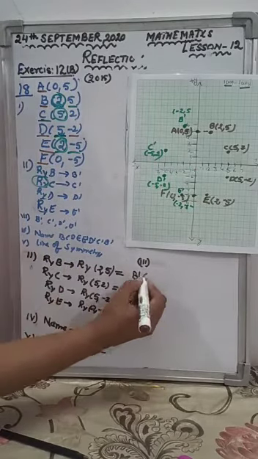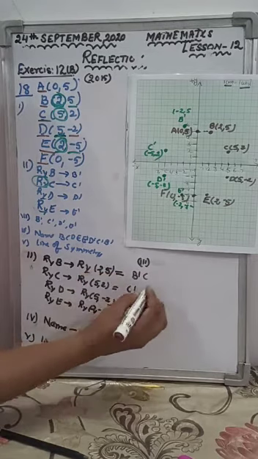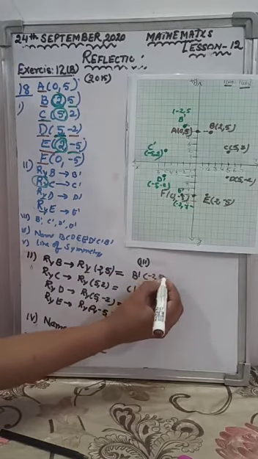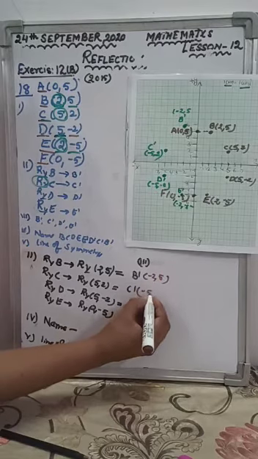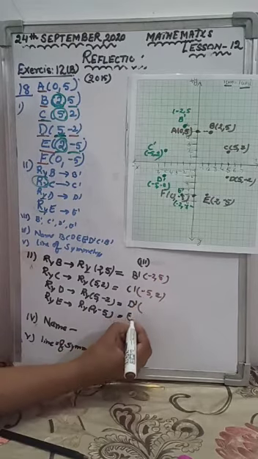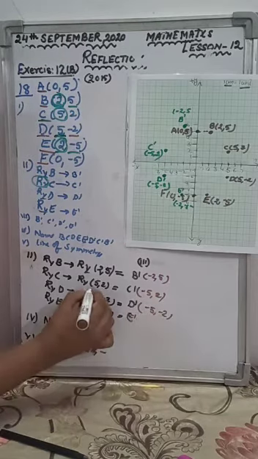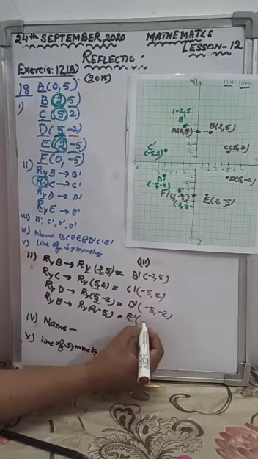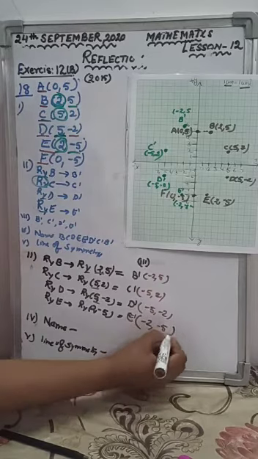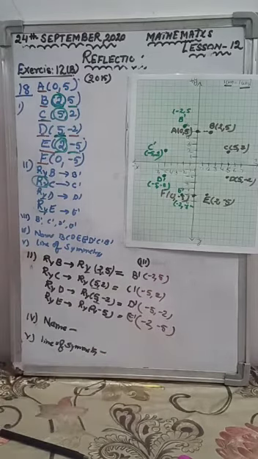So this B dash will be, on reflection through the y-axis, (-2, 5). C dash will be (-5, 2). D dash will be (-5, -2). Only the sign of the abscissa will change in the coordinate. So (-2, -5). Clear? So the third part is done.